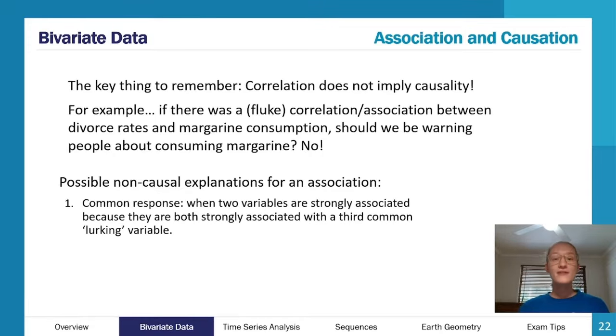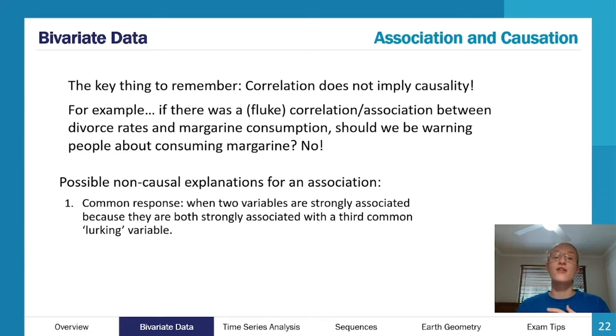So the first one, common response, when two variables are strongly associated because they are both strongly associated with a third common lurking variable. So this is where general maths isn't black and white using formulas. You've got to do a bit of thinking, which is why I find it quite interesting. So for example, if a study found a really strong association between the number of scarves worn and the number of hot chocolates sold, does that mean the number of scarves worn and the number of hot chocolates sold are directly correlated? Well, no, it actually doesn't.